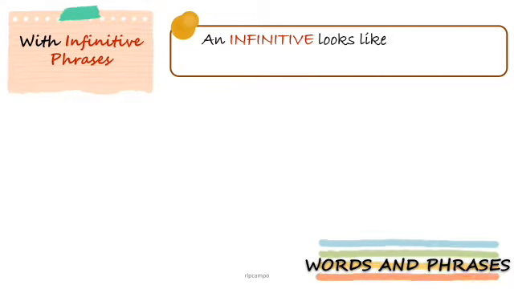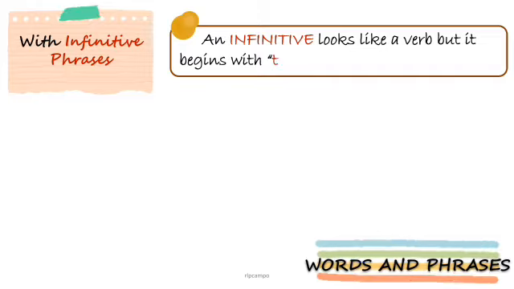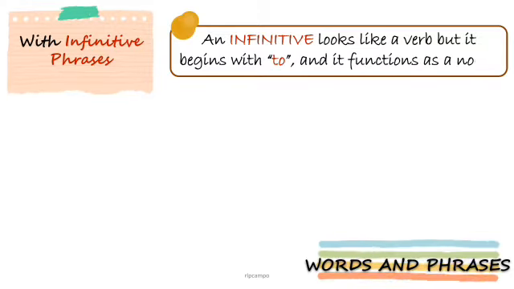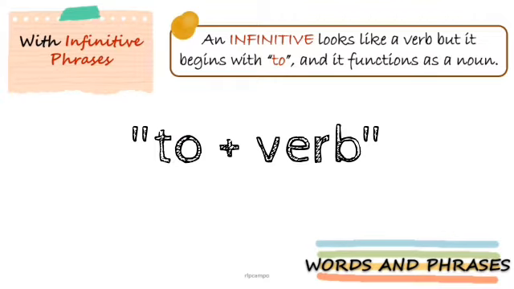The next category for words and phrases is with infinitive phrases. An infinitive looks like a verb, but it begins with to and it functions as a noun. Or in short, infinitive is to plus verb.